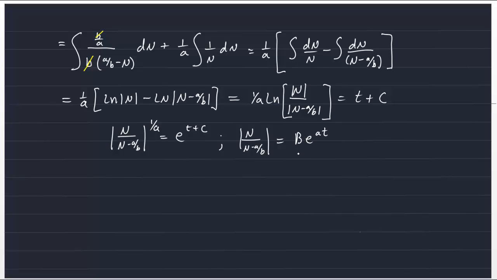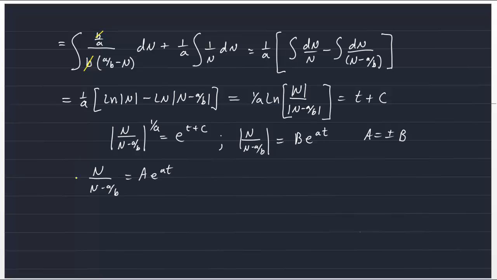Our constant turns into a product of e raised to the a, because we've raised everything to the a power to get rid of the 1 over a on the left-hand side. And again, our constant term turns into a product with e raised to the at power. Now we can remove the absolute value sign and say that A can be either positive or minus b. So we get the solution being n over n minus a over b is equal to A e to the at.